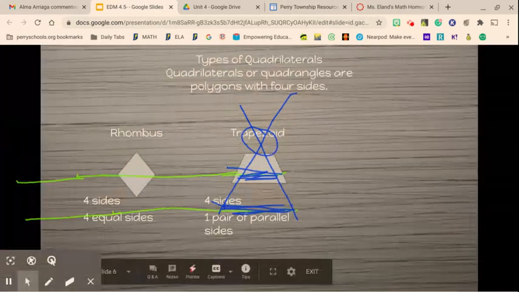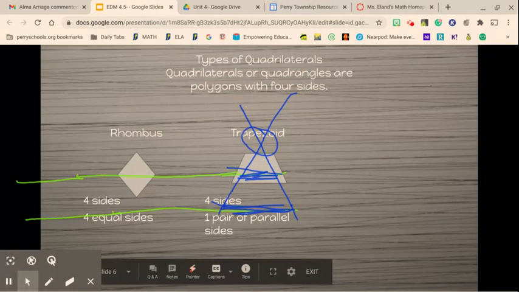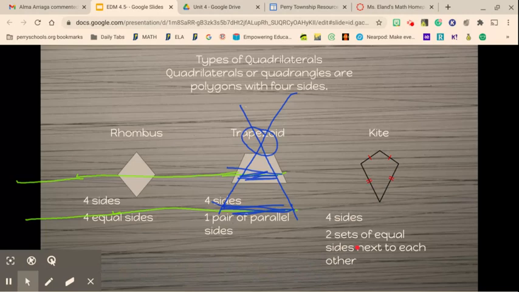The kite has four sides. It has two sets of equal sides. So this side is equal to this side. And then my other set is going to be this side and this side. But they're not opposite of each other like a rectangle or a square. It is right next to each other. So a kite is different than a rectangle.